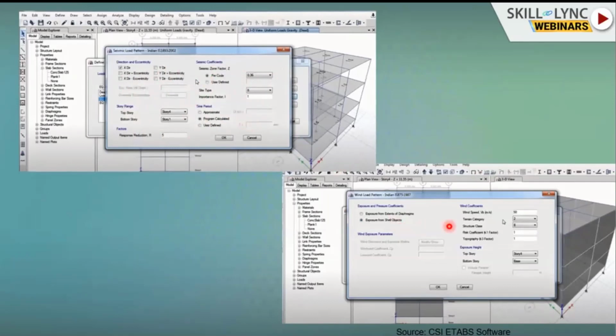Similarly for the wind load, you just have to specify your basic wind speed, terrain category, class of the structure and things like that. And the software will automatically calculate your wind base shear and the different forces that you may need to design your building for. So this is a very good tool to have, but you also need to have control over your tools, and you need to understand how you are going to compare the software results with the manual calculations.